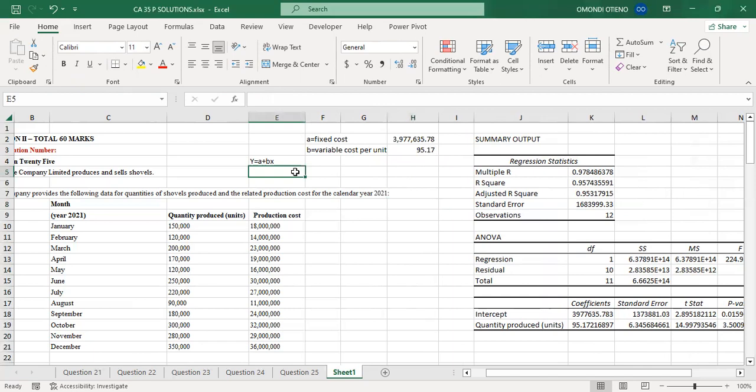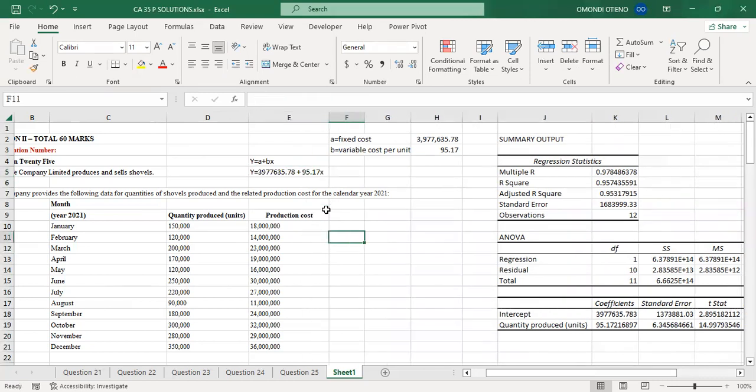So our Y will be equal to A. What's the value of A? The value of A is 39,77,635.78. And then we are going to add BX. What is the value of B? 95.17x. So that is our cost function.